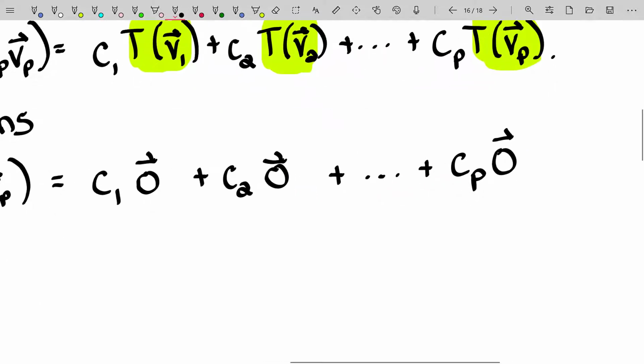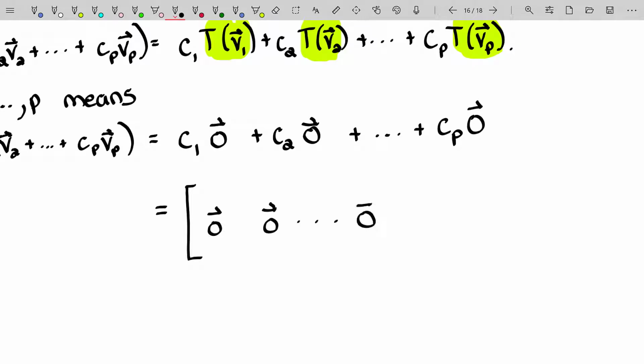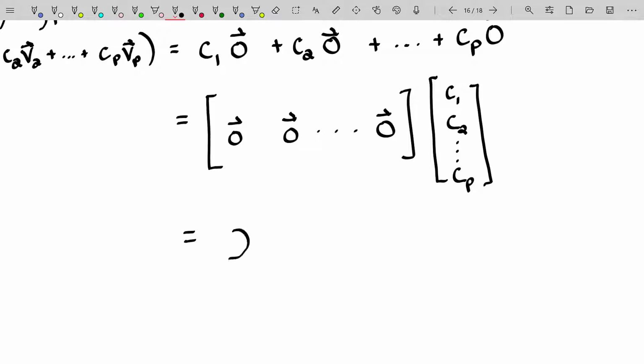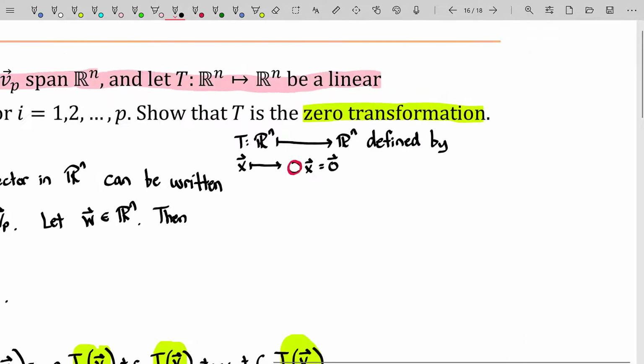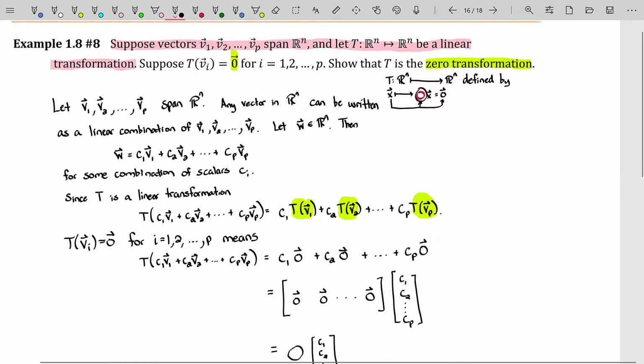Now think of these 0 vectors as columns of a matrix. Then this is a linear combination of the columns of the 0 matrix. Let me actually write that down. And that means our matrix had to have been the 0 matrix. Remember what we wanted to show. We want to show that the transformation will take any vector we want and turn it into the 0 vector. If that's the case, we then have the 0 transformation. And that's exactly what we're getting.